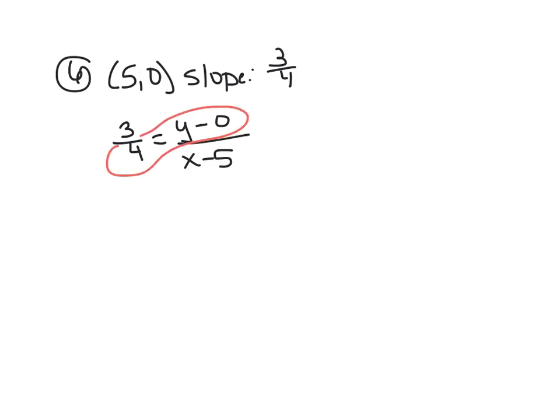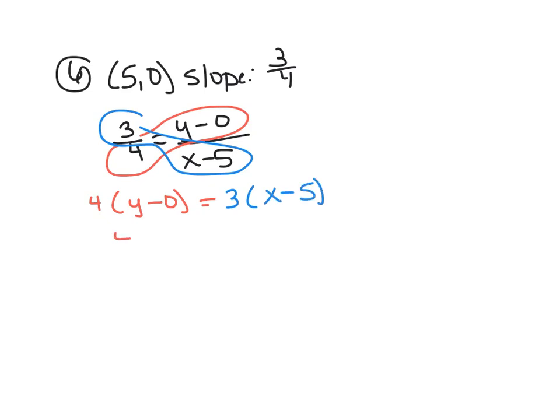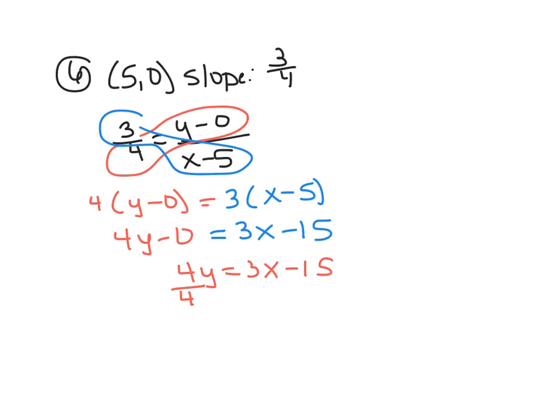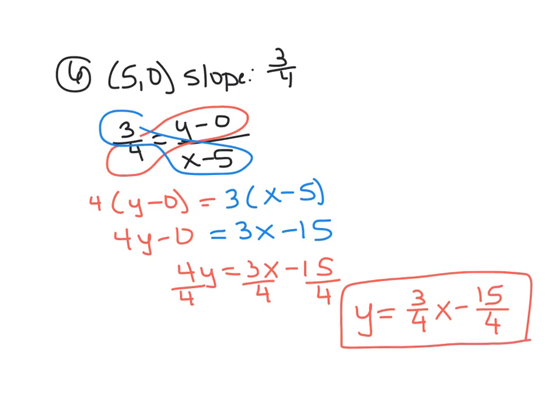Still, same process, cross multiply. 4 times (y minus 0) equals 3 times (x minus 5). Distribute. 4y minus 0, or at that point I probably would have dropped the 0, 3x minus 15. So I am at 4y equals 3x minus 15. Just have to get rid of the 4 in the front, so divide everything by 4. Y equals 3/4 x minus 15 over 4. That doesn't simplify, so you're left with it.